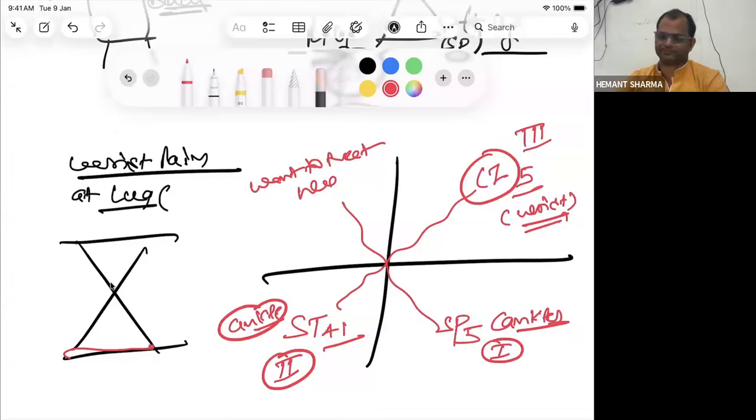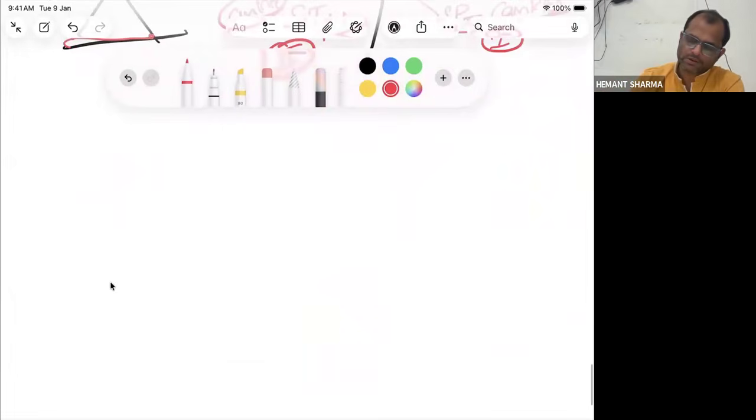Got it? If you understood, then I will proceed to the next example. Whenever you feel any difficulty, you can put it in the chat box. Now let me see the other example. One person is suffering. I am taking a very easy example so that you can imagine it properly, but then we can also move to complicated case studies.